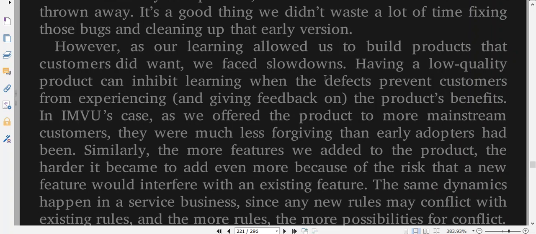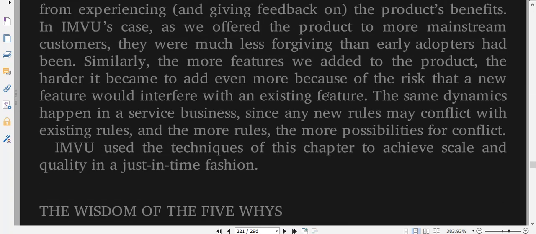Having a low quality product can inhibit learning when the defect prevents customers from experiencing and giving feedback on the product's benefit. In IMVU's case, as we offered the products to more mainstream customers, they were much less forgiving than early adopters had been. Similarly, the more features we added to the product, the harder it became to add even more because of the risk that a new feature would interfere with an existing feature. The same dynamic happens in a service business, since any new rules may conflict with existing rules, and the more rules, the more possibilities for conflict.